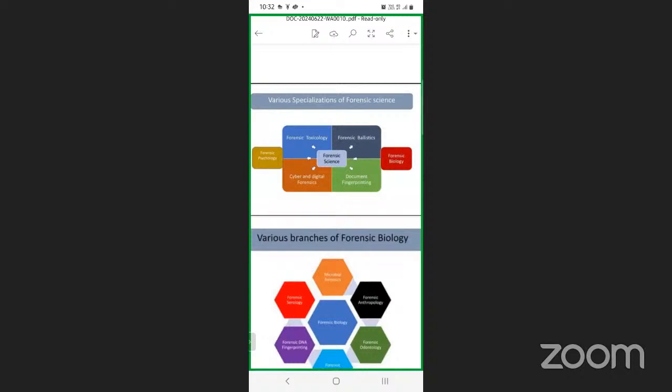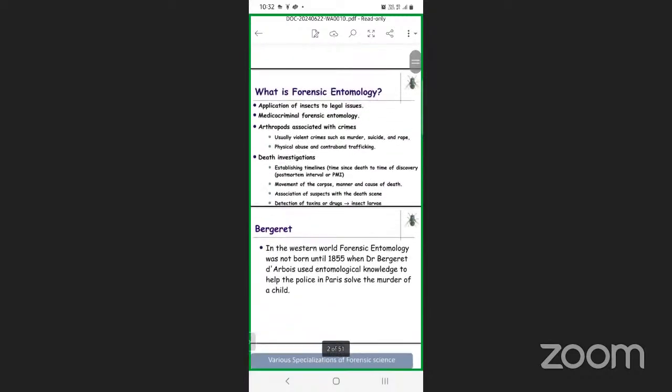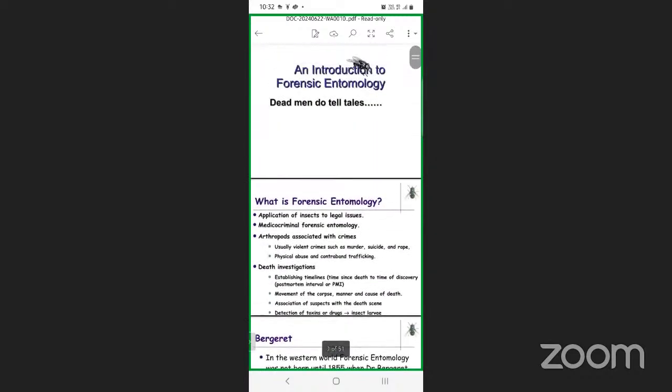We also have forensic psychology, toxicology, ballistics, cyber and digital forensics, document fingerprinting, and forensic biology. These are the branches which make an immediate study of this particular thing.